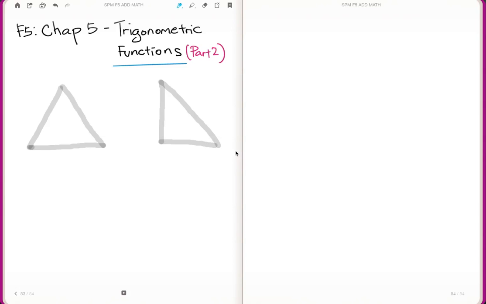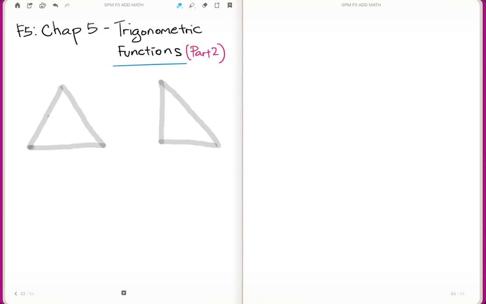Trigonometric functions. In part 1 of my video, I've stopped at the standard angle. So let me recap what I've gone through, what I've shown you previously.